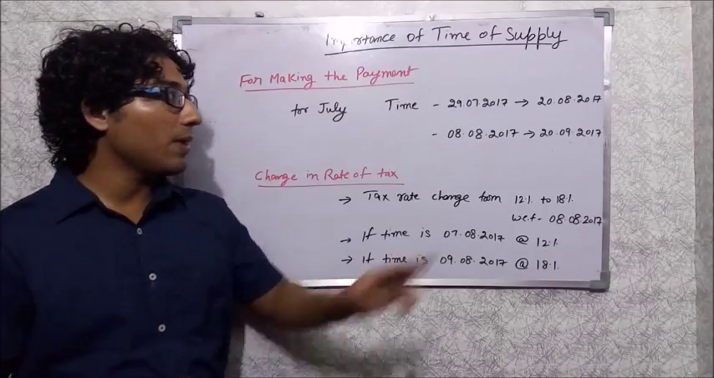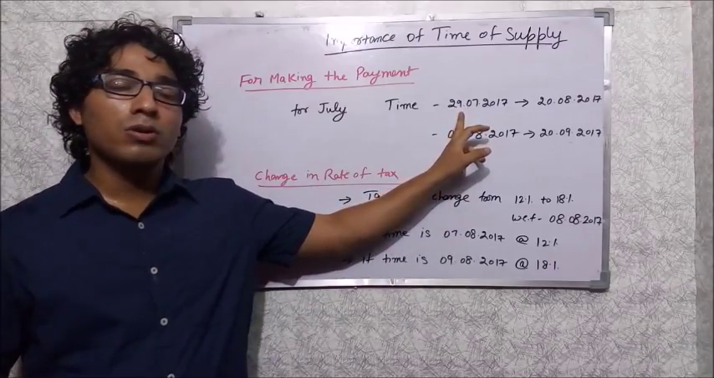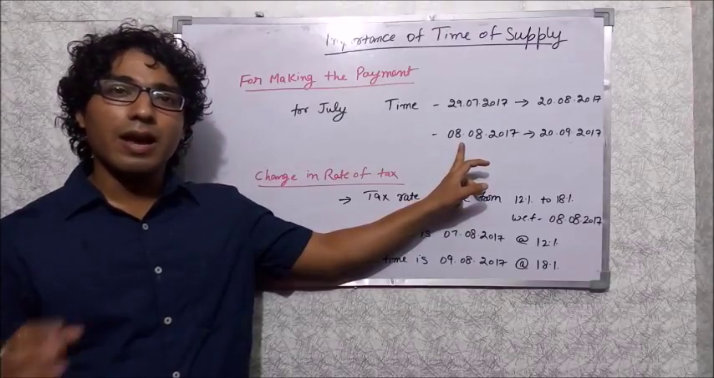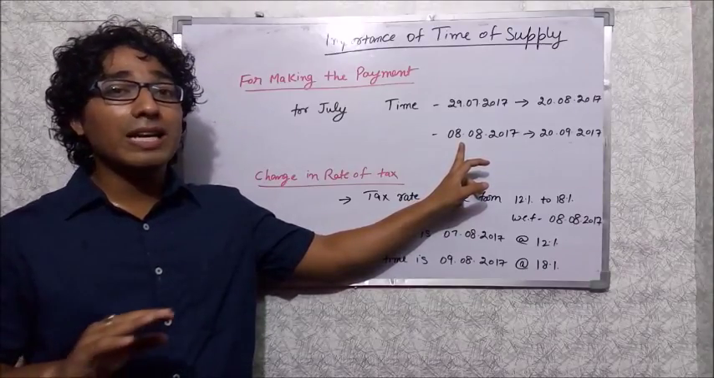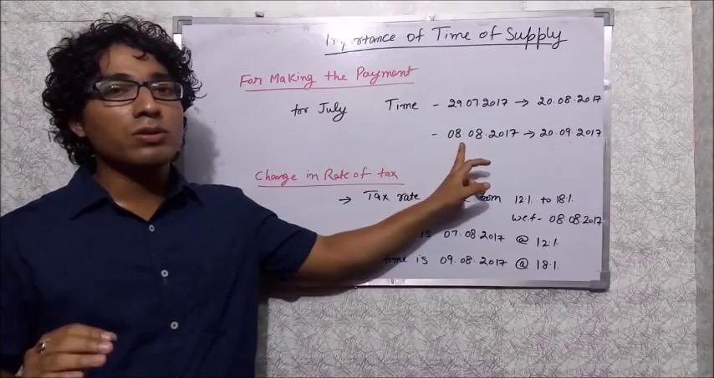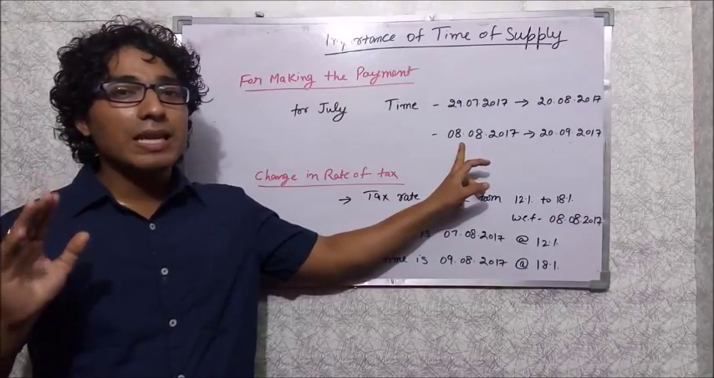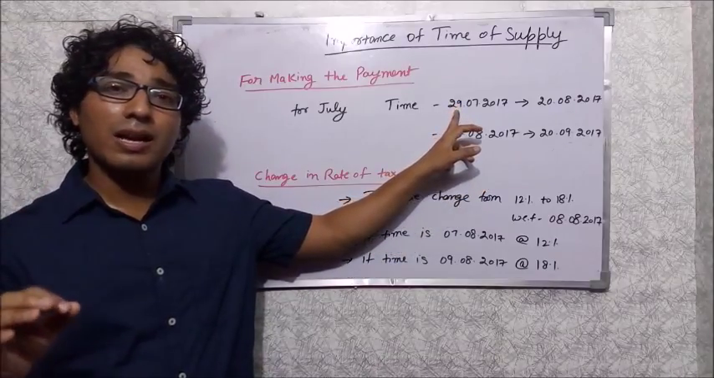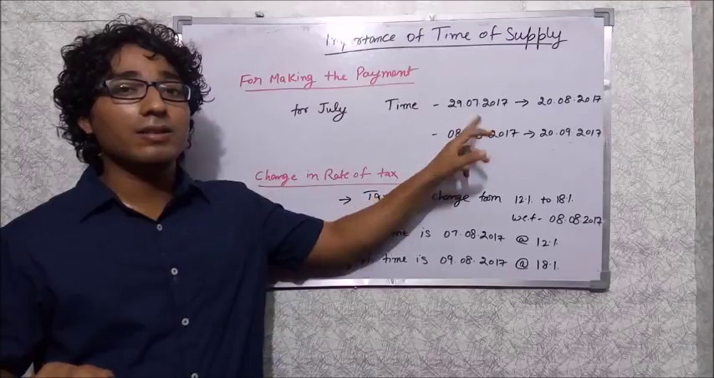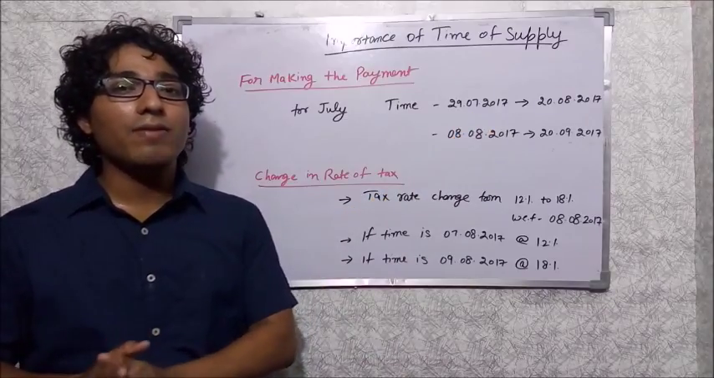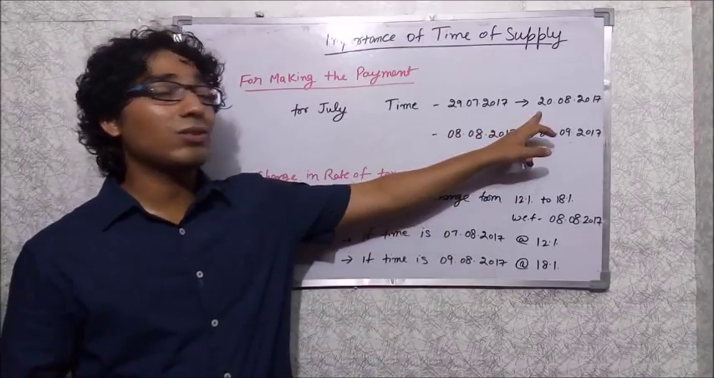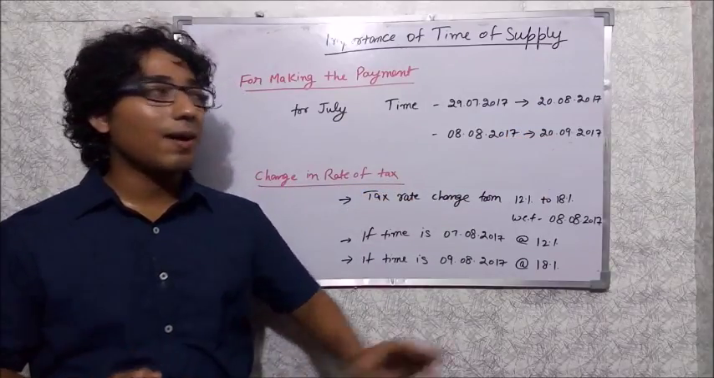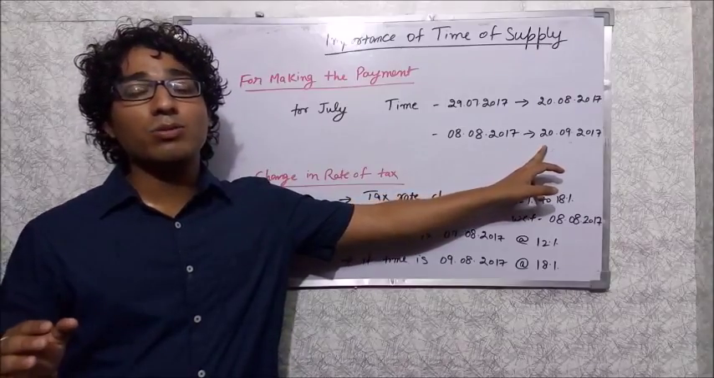So look at the practical example. Suppose your time of supply of goods or services is 8th August 2017 and you misunderstood the concept, or you didn't know the concept, and you mistakenly think that the time of supply is 29th July 2017. Then in this case you might have already paid the tax by 20th August 2017, but in actual you have to pay the tax up to 20th September 2017.